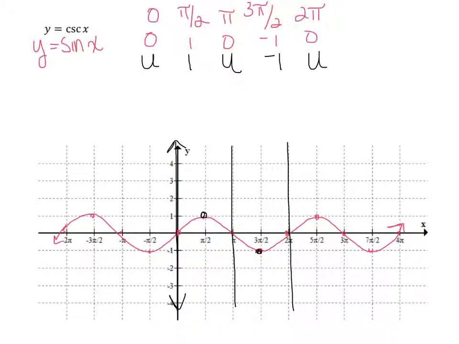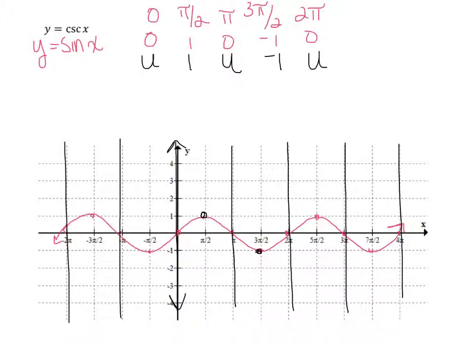So every time that sine crosses the x-axis, cosecant is going to have an asymptote. The values on the max and min will be the same values. Only every time sine has a maximum, cosecant will have a minimum. Every time sine has a minimum, cosecant will have a maximum.